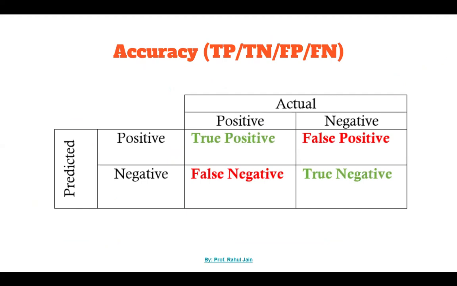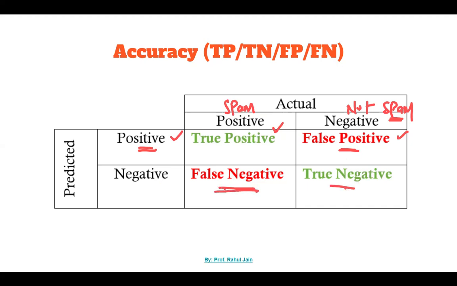So let's understand here. Let's say positive means spam, and negative means not spam, right? If the mail is spam and it is predicted as spam, meaning positively predicted, then it is called true positive. But if your mail is not spam, but it is predicted as spam, it is called false positive, because originally it is not spam, but it is predicted as spam. Now, if your mail is actually spam but it is not predicted as spam, meaning a spam mail is predicted as not spam, then it is called false negative.